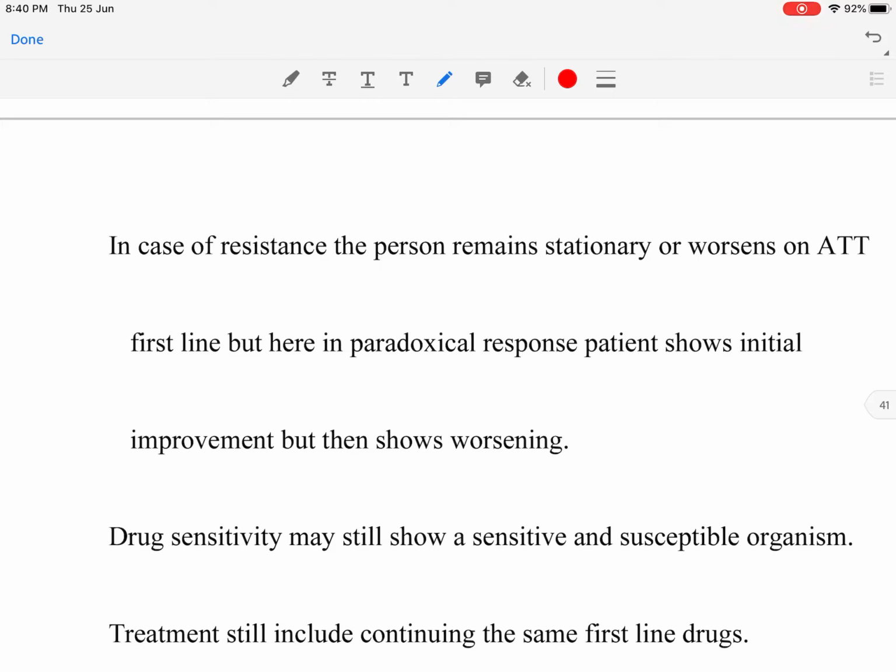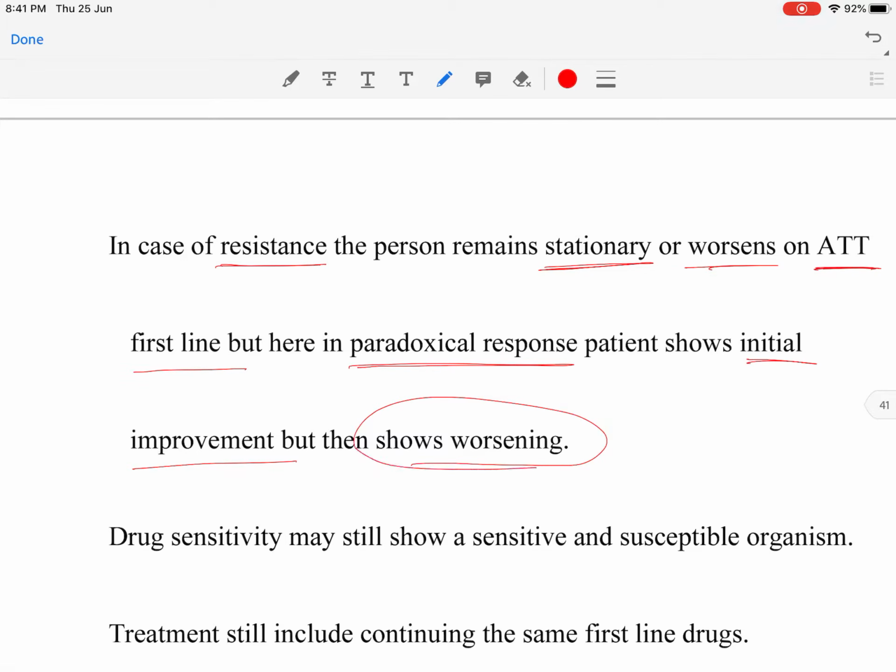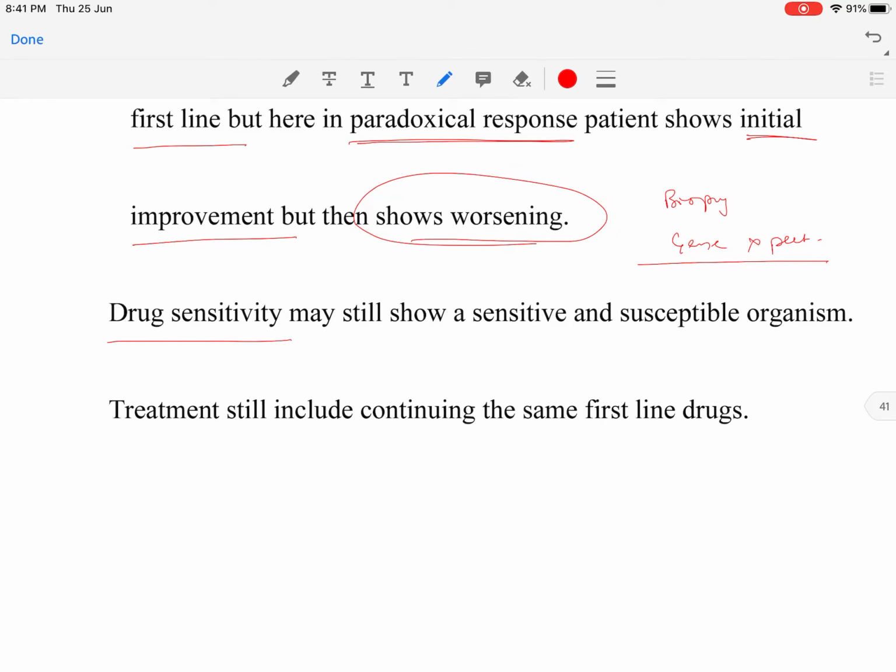So how is it different from resistance? In case of resistance, the patient initially remains stationary or worsens on ATT. But in case of a paradoxical response, the patient initially shows improvement and later on shows worsening. Also, on biopsy or GeneXpert and other tests, the patient still has sensitivity to the first line drugs, so drug sensitivity may still show a sensitive and susceptible organism. What to do in these patients is nothing but continue with the same line of drugs, and the patient will respond to these drugs.